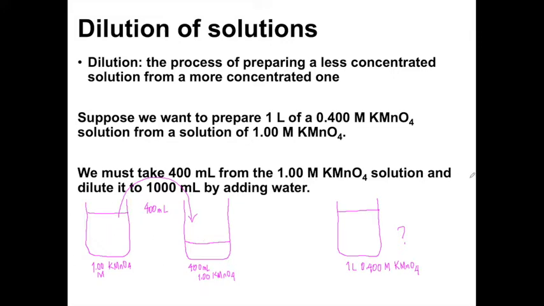Then you dilute it to 1000 ml by adding water. So essentially, I'm gonna add 600 ml water to this one, and then I end up with my 1 liter of 0.4 molar potassium permanganate. I hope you understood that.